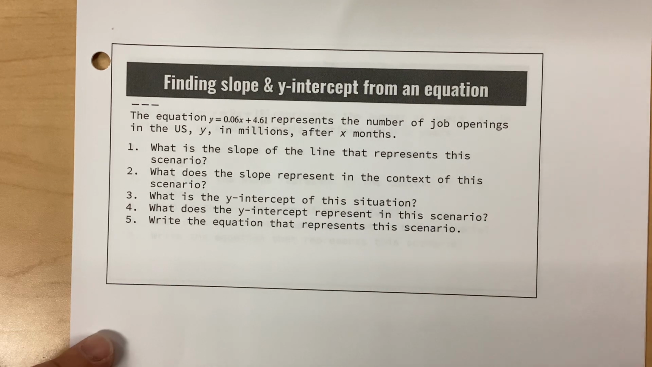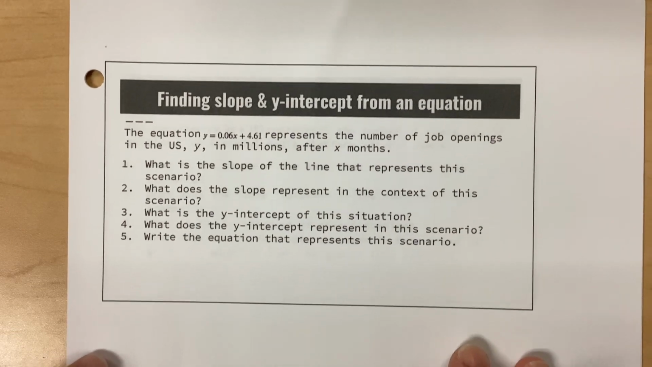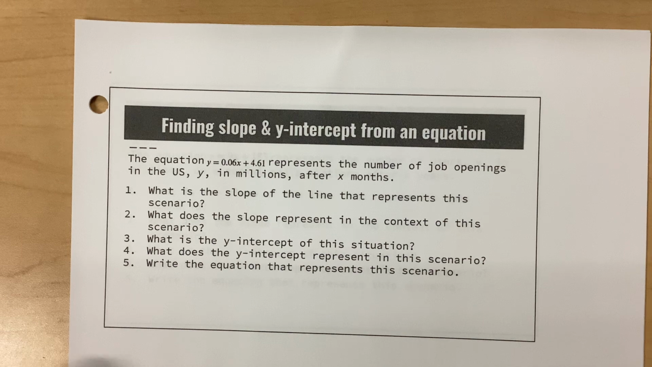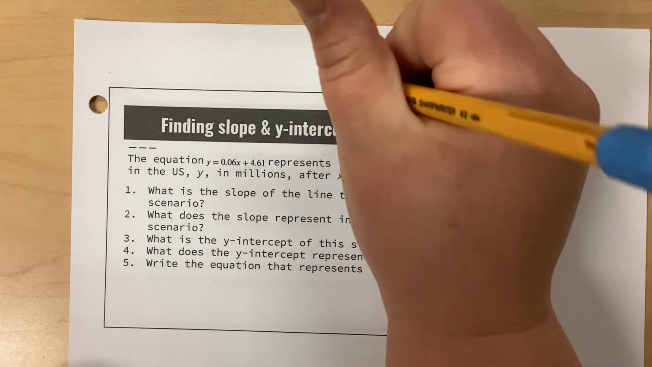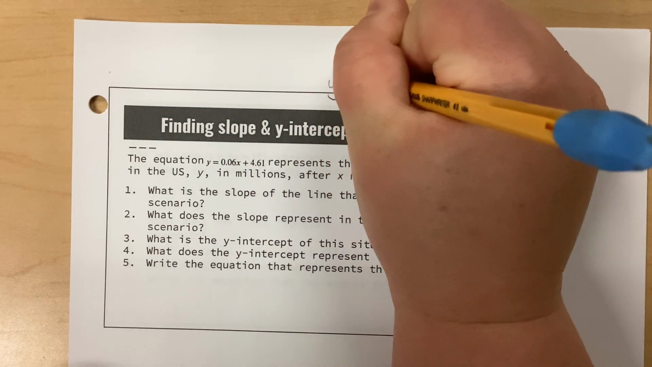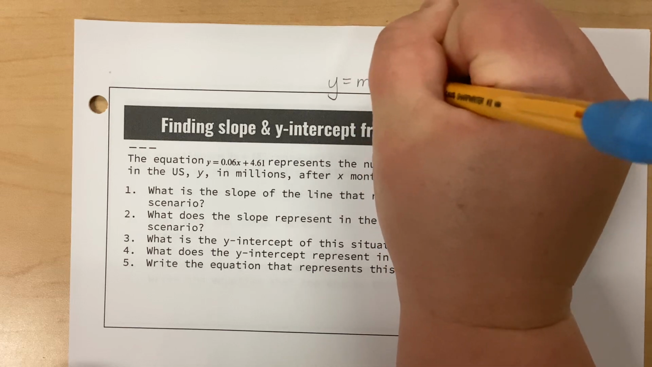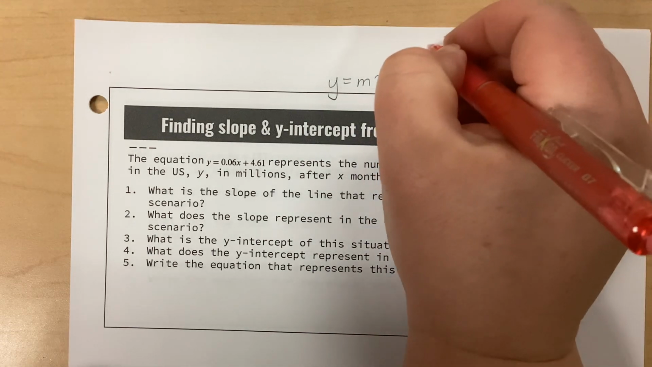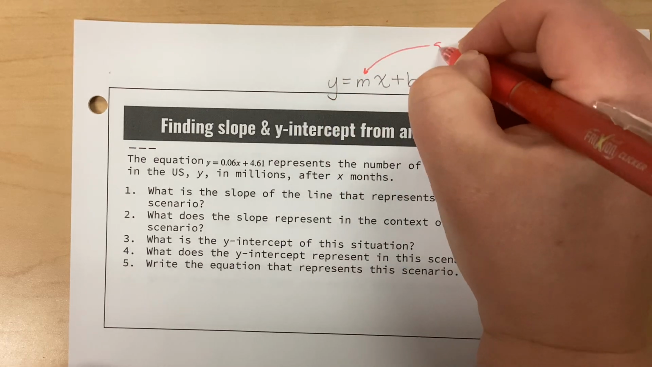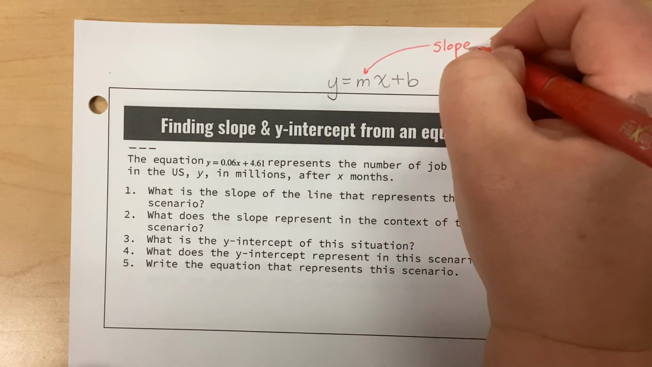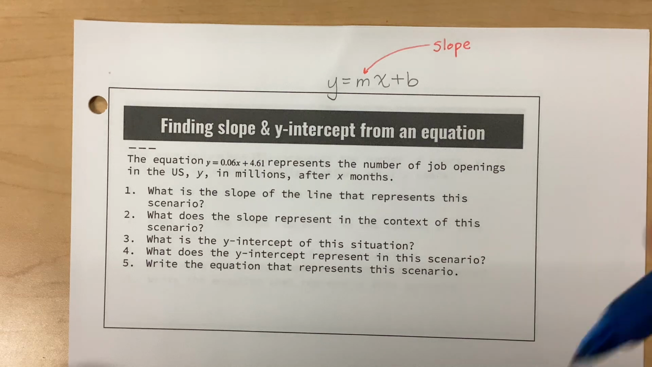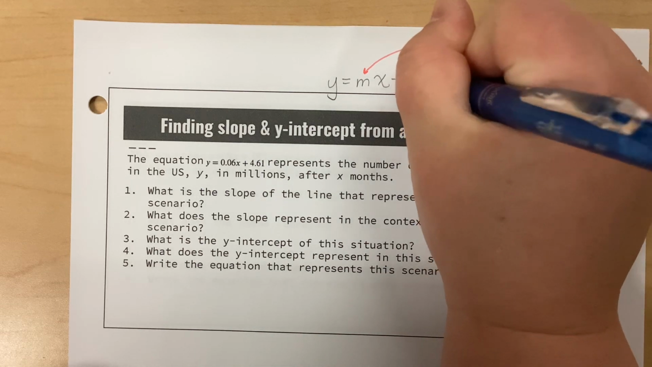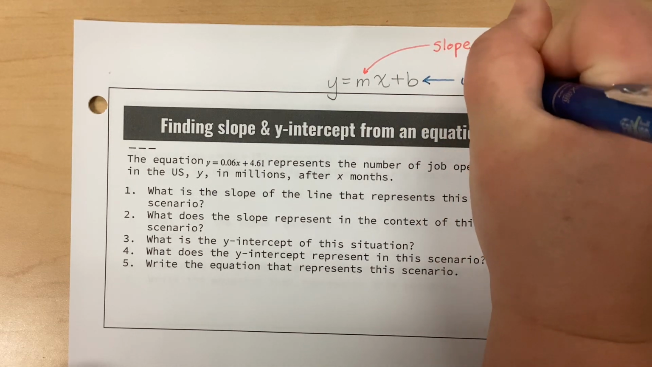So slope is always found in front of x. So you may be familiar with the equation y equals mx plus b. That's what we're going to be using a lot in this section here. So m is always your slope, and b is always your y-intercept. That's what we're focusing on today.